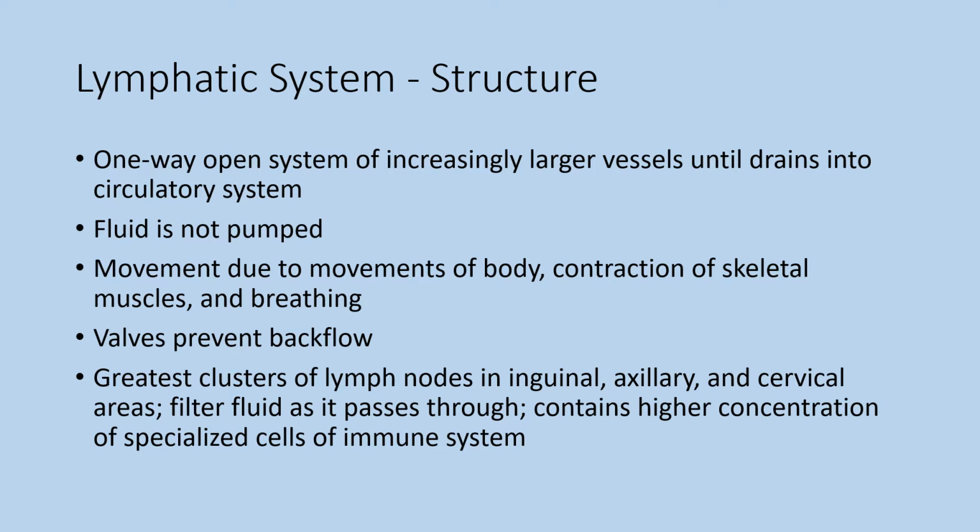And the lymph nodes are going to filter the fluid as it passes through. And in the lymph nodes, you do have a higher concentration of cells whose purpose is to carry out phagocytosis, so they can engulf anything that it recognizes as foreign. You're not supposed to be here. I'm going to eat you. And it also has a higher concentration of specialized cells, the T cells and B cells involved with the immune system.